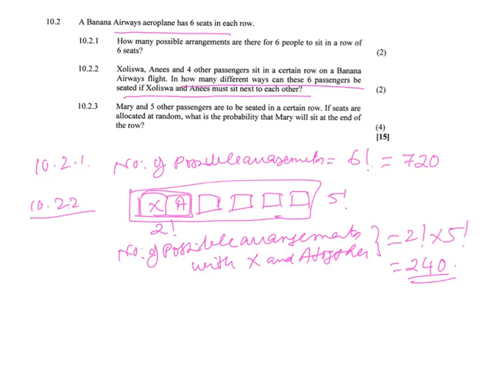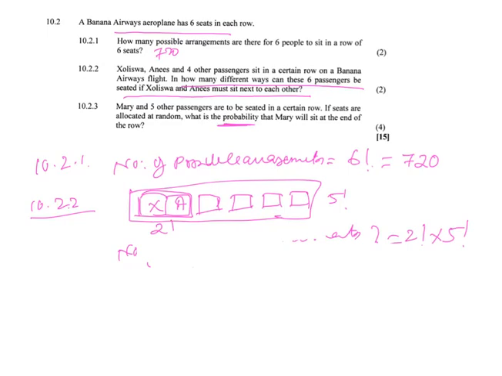Next question: Mary and 5 other passengers are seated in a certain row, with seats allocated randomly. What is the probability that Mary is at the end of the row? Now it comes to probability, so read the question very carefully, whether the answer should be a number of methods or a probability. That is very important. Here, let me write down this value. This 720 is my total sample space. Now I can wipe the remaining.